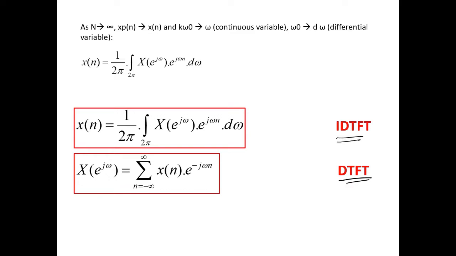So can you tell me, from these two equations, is there any disadvantage of this system, of this transform? Sorry, is there any disadvantage of this transform?